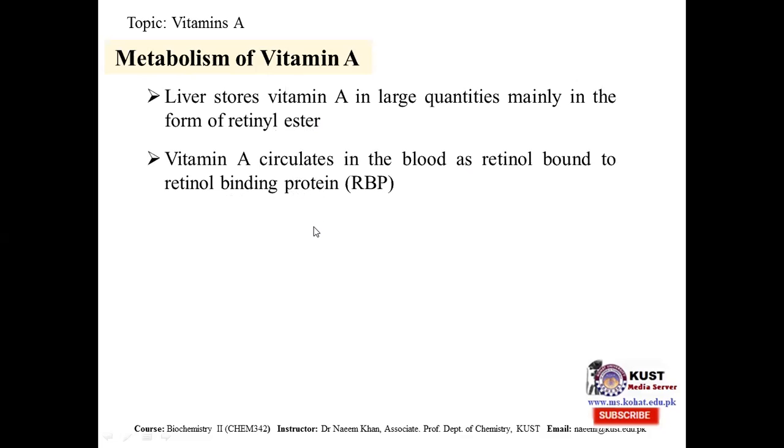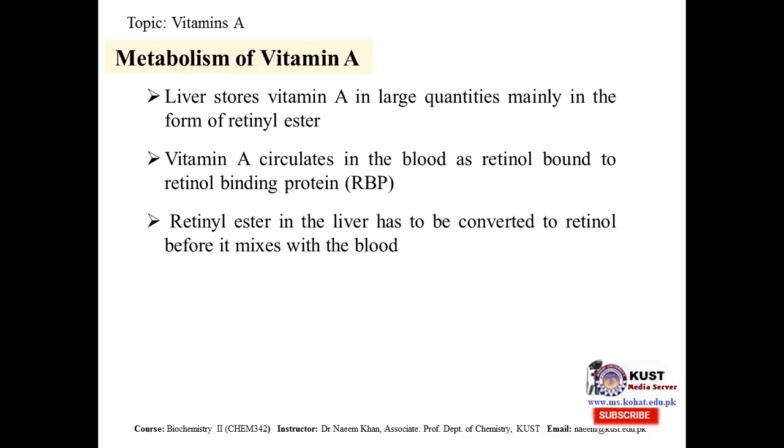Vitamin A circulates in the blood as retinol bound to retinol binding protein. Vitamin A is a fat soluble vitamin, so it cannot freely move directly in the blood.